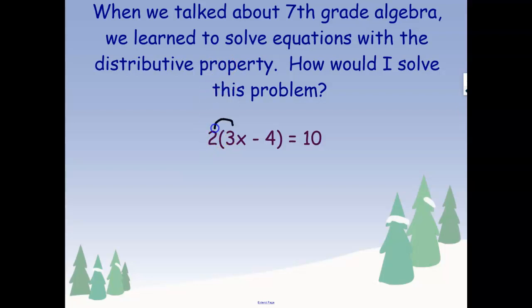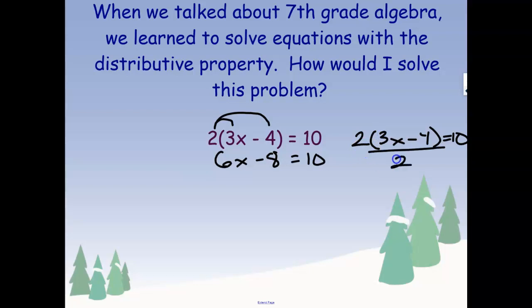So we talked about how you could bump it first and multiply and get 6x minus 8 equals 10 and solve it from there. The other option I gave you was to go like this, and instead of bumping it, you could divide each side by 2. And then that would cancel that out, and you would get 3x minus 4 equals 5. And then you could solve that.